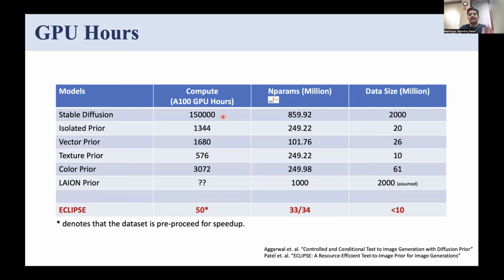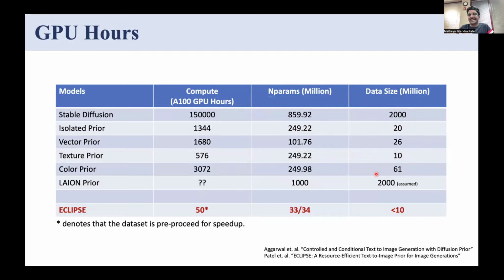Similarly, there are no standard numbers available for training the text-to-image prior. But one of the works from Adobe actually released how many resources they used to train these priors. And we can still observe that even though we use text-to-image diffusion priors, they require at least 1,000 GPU hours, because their model size is at least 250 million parameters. And they also train it on millions of image-text pairs.